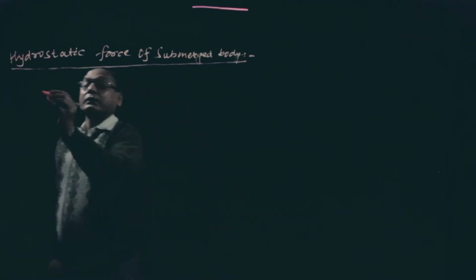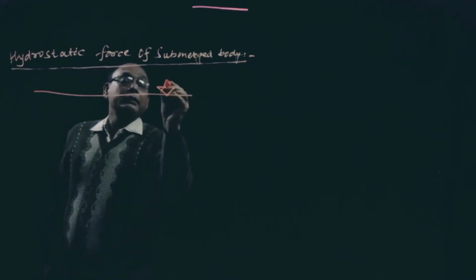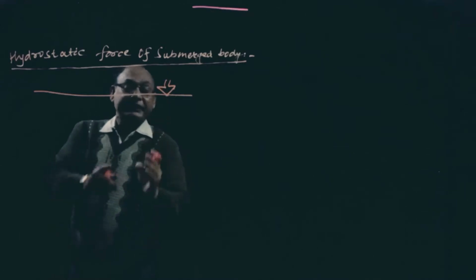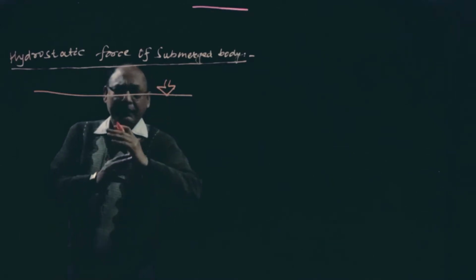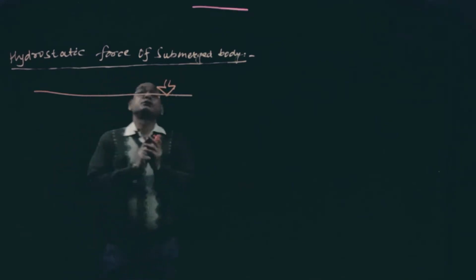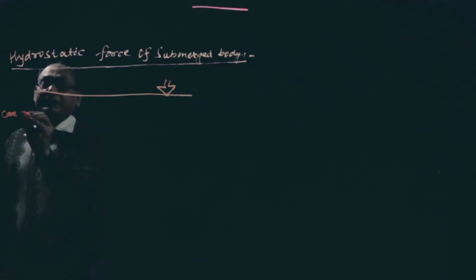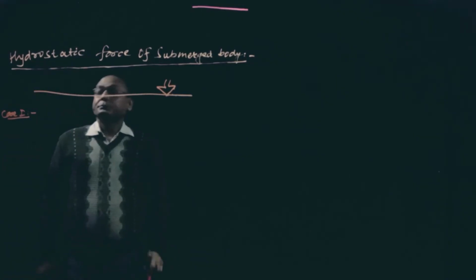Okay, this is, let us call it as free surface. That is, plane lamina is 90 degree to the free surface. Another case is when the plane lamina is inclined at angle theta to the free surface. That there are two cases. Okay, so case number one. Case first, I am giving you the question.